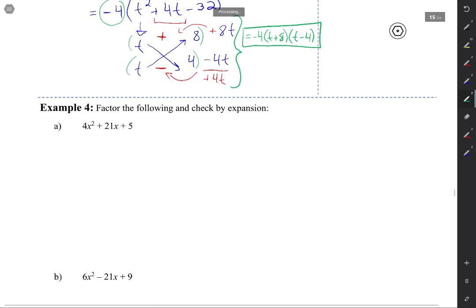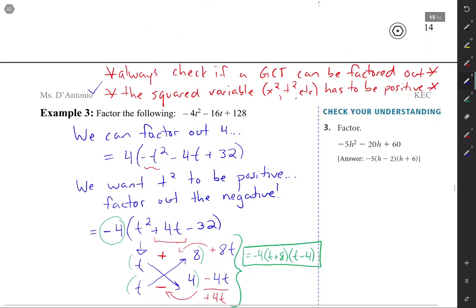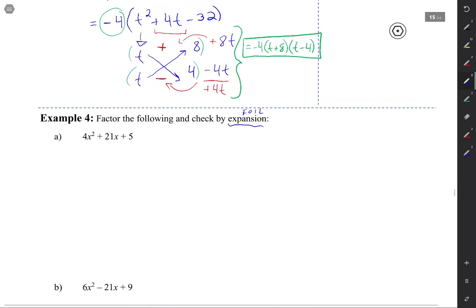Example 4, we need to factor the following and check by expansion. So remember, expansion means to FOIL it. So let's follow the 2 rules that we wrote down on the top of this page here. Let's check if a GCF can be factored out. Well, we have 4, 21, and 5. I can't think of any number that divides into those. There's also no variables that we could factor out because there's no x in this term. So there's no GCF that we can factor out.